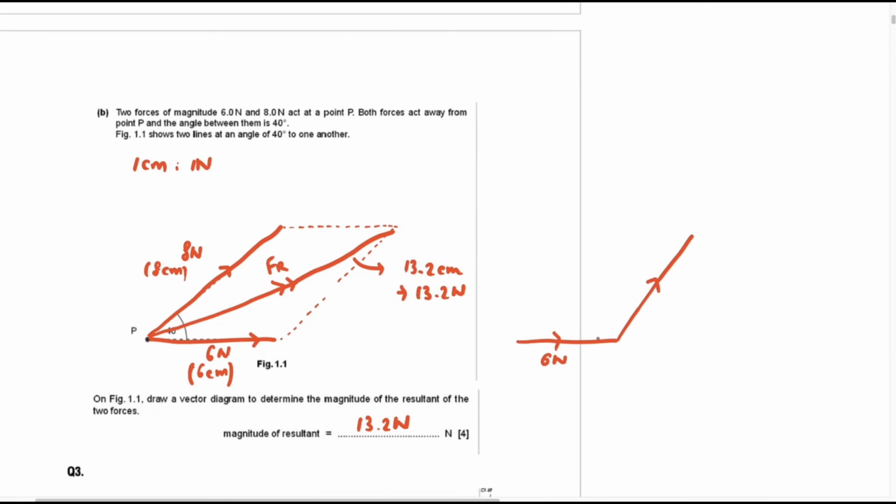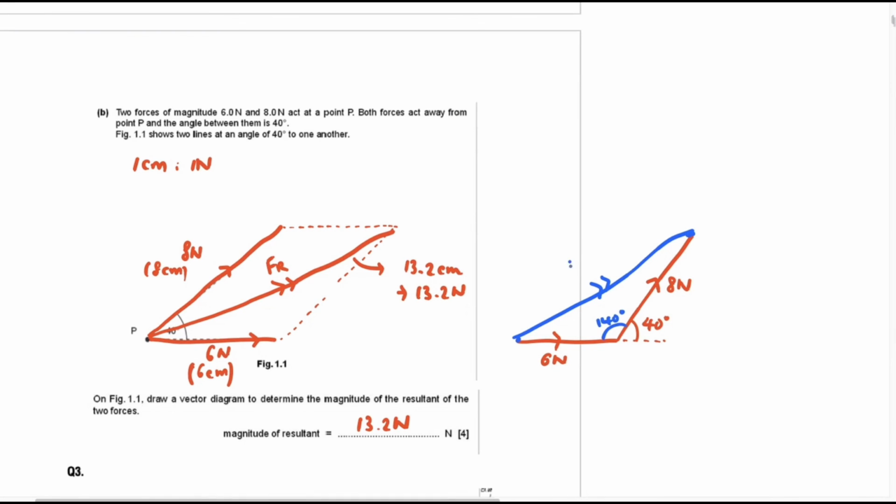So we use triangle law in this case. You see the head is joined with the tail. So triangle law. The 40 degree is between the two forces, so you should expect the 40 degree to be here. Then we get the resultant force by joining the starting point, which is here, to the end point, which is here. So this is the resultant. So this is 140. Okay, 180 minus 40 to get 140.